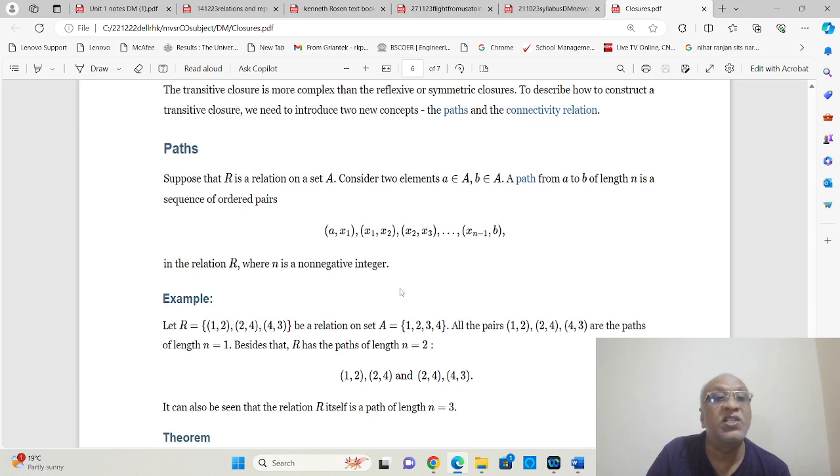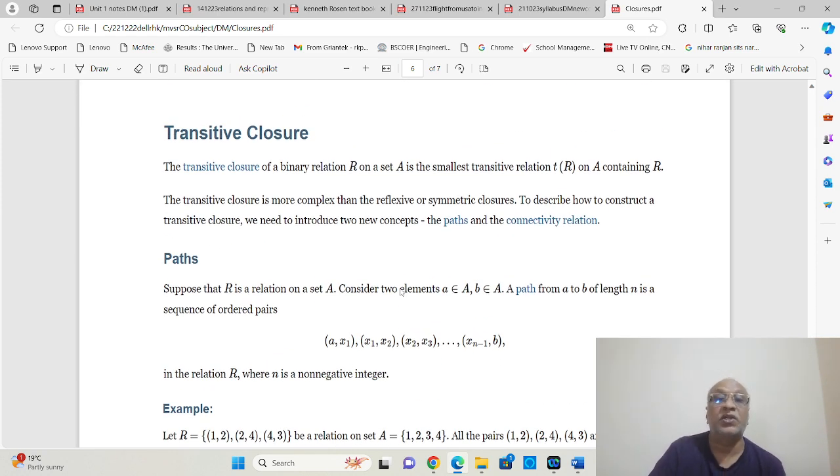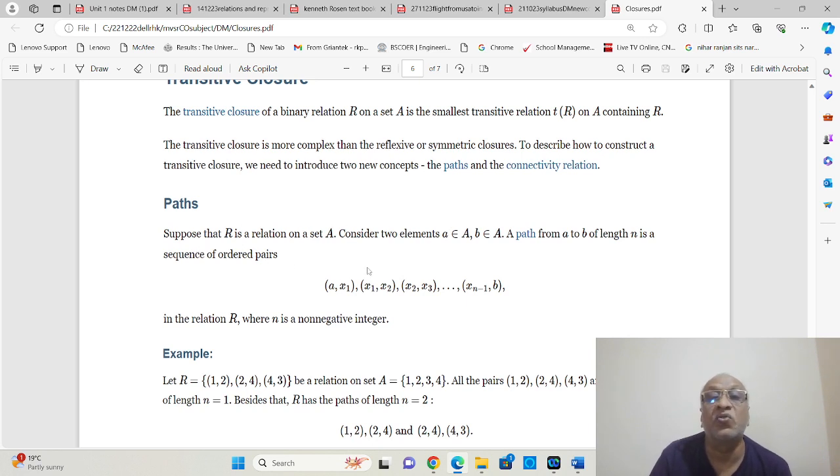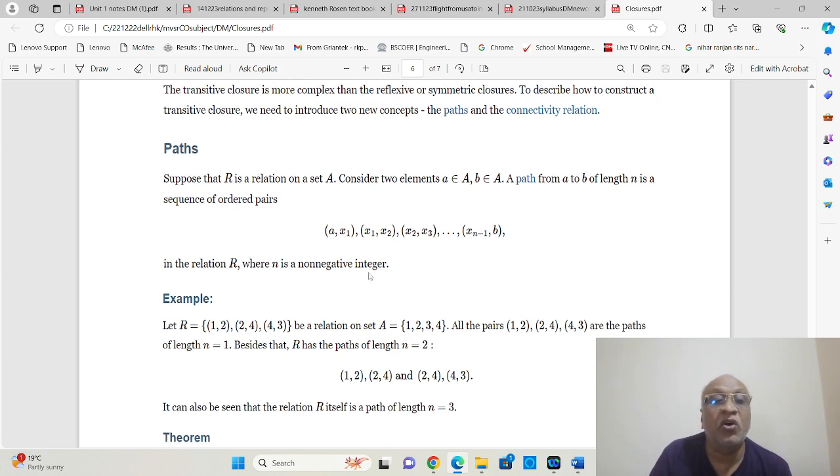So as far as transitive closures are concerned, I need to understand the concept of path in transitive closures. There is a relation called R, there is a set called A, there are two elements a comma b which belong to A. There is a path from a to b with a length n. But this path with length n is actually a sequence of ordered pairs a comma x1, x1 comma x2, x2 comma x3, up to xn minus 1 comma b. Here n is a non-negative integer.